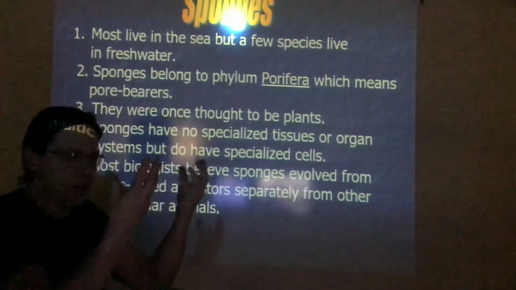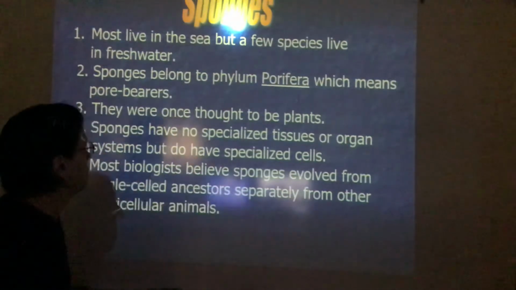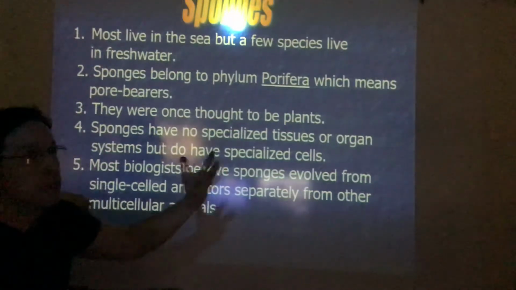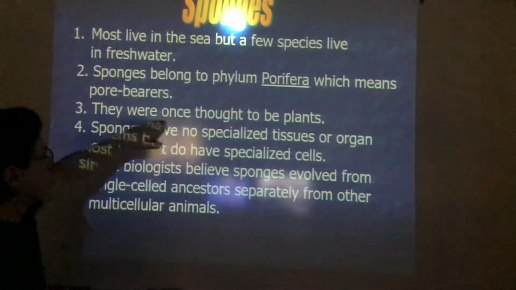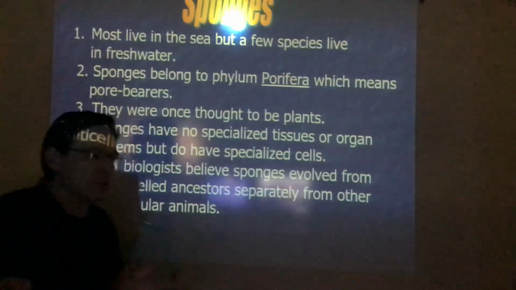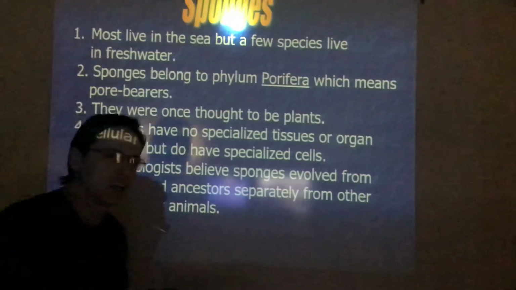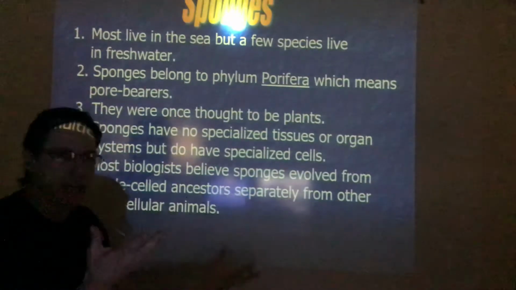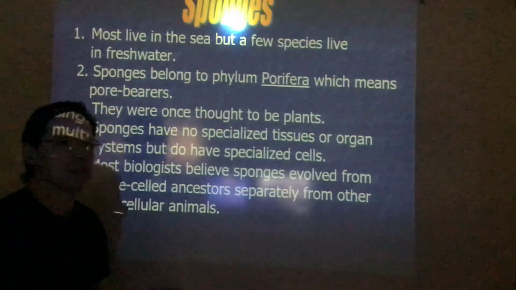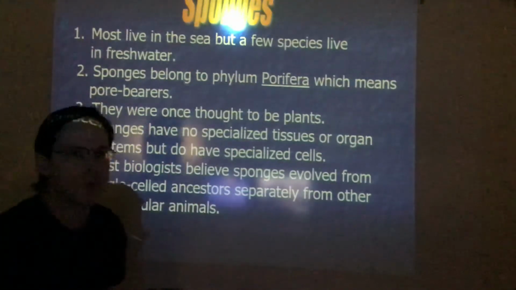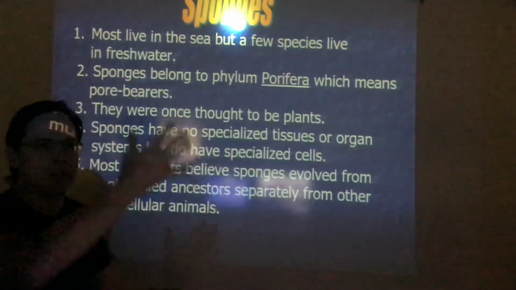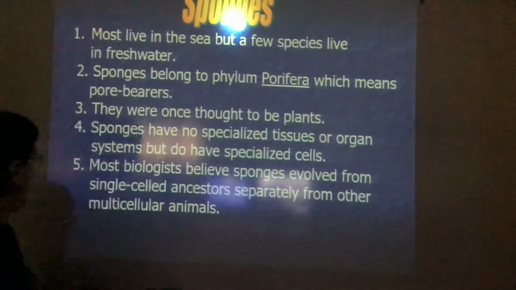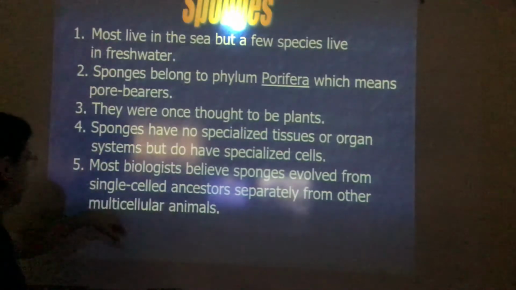So obviously sponges have all the little pores. That's how they filter stuff through. This is Latin, Greek for sponges, or that group of organisms that fall into that. They were once thought to be plants. Makes sense. There's a lot of different shapes, and at first when you see them, they look like underwater plants. But then as we researched them and understood them, we realized they don't have the same layout as a plant. So therefore we knew within the animal kingdom, they didn't go in the kingdom Plantae, they went in the kingdom Animalia. Okay? Most biologists believe sponges evolved from single-celled ancestors separately from other multicellulars.